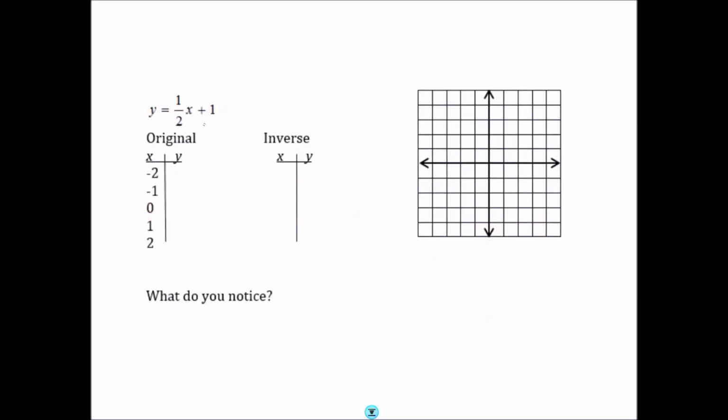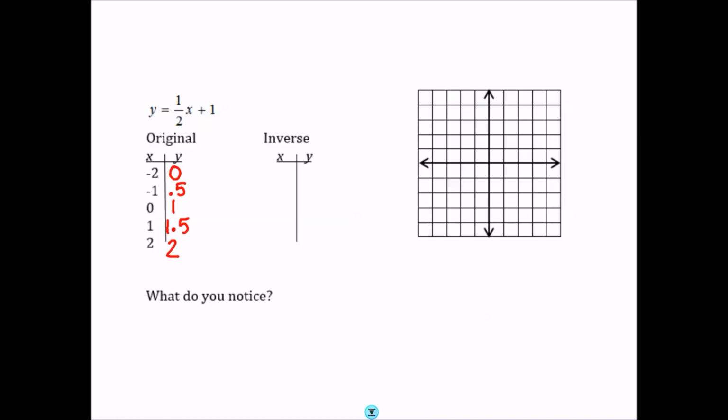Here, we're given an equation, y equals 1/2 x plus 1. For the original function, I'm given several x values, so I'm going to plug those into the equation and find my y values. So if I plug -2 in, -2 times 1/2 is -1, plus 1 is 0. If I plug -1 in, I get -1/2 plus 1, which is 1/2. If I plug 0 in, I get 1. If I plug 1 in, I get 1.5. And if I plug 2 in, I get 2.